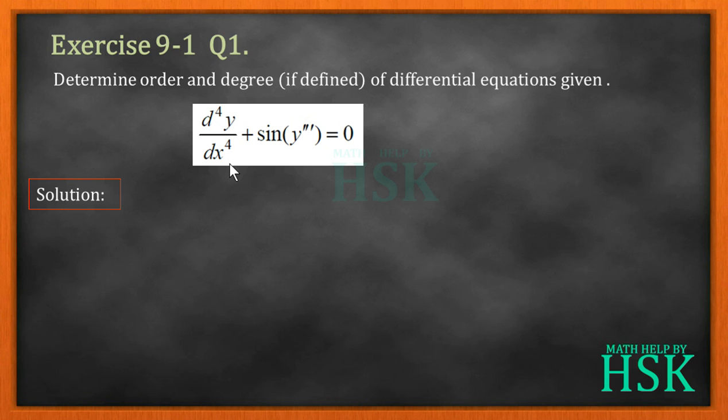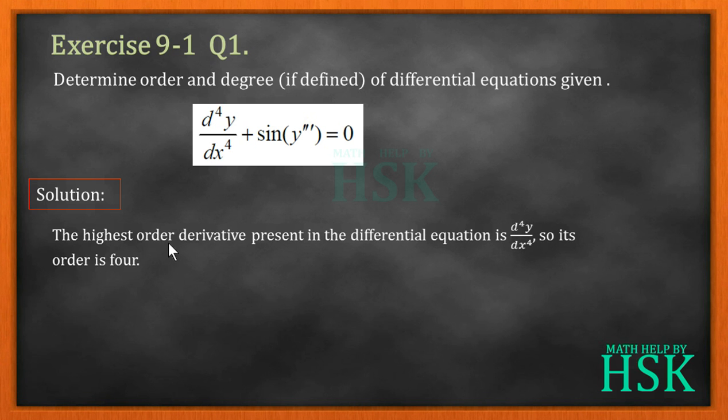Now to solve this question, first of all, I tell you what we mean by the order of a differential equation. The order of the differential equation is the order of the highest derivative present in it. The highest order derivative present here is d4y upon dx4, that is the fourth derivative of y with respect to x. So its order is 4. Correct?